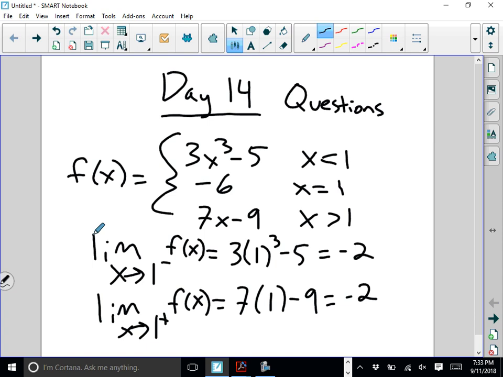And I need to see a third step here. Because we know now that the right and left-hand limits are the same, then we know the limit as x goes to 1 is equal to negative 2.